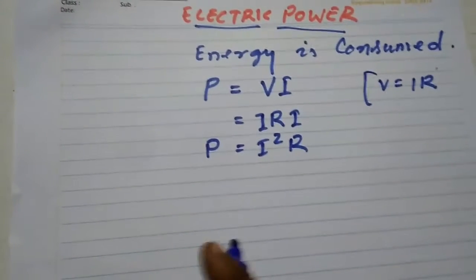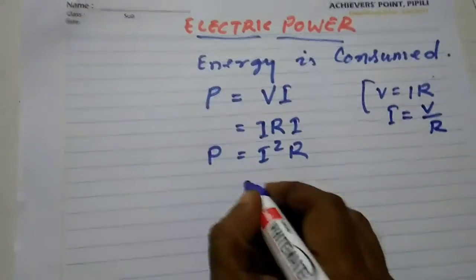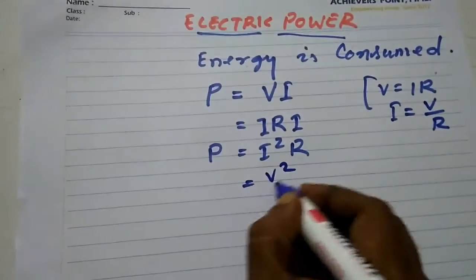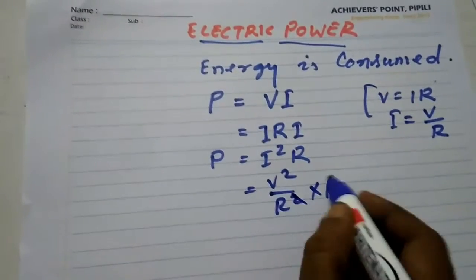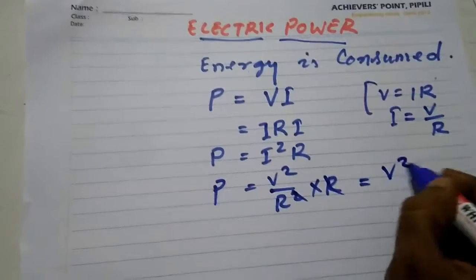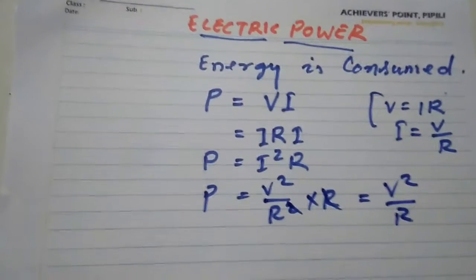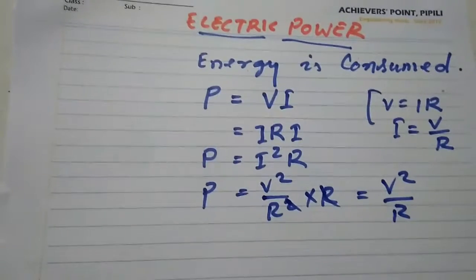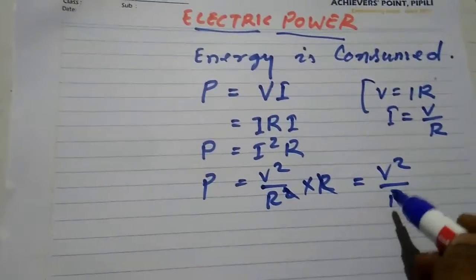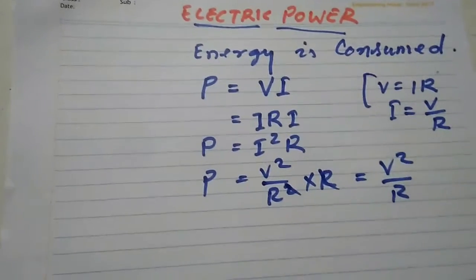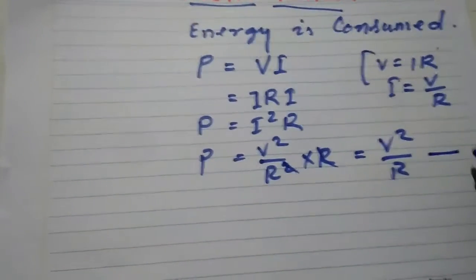And again, I equals V by R. Then in place of I, we get V square by R square into R. So here we get P equals V square by R, V square upon R. So power can be the square of potential difference upon resistance. This is very useful when we find the power.